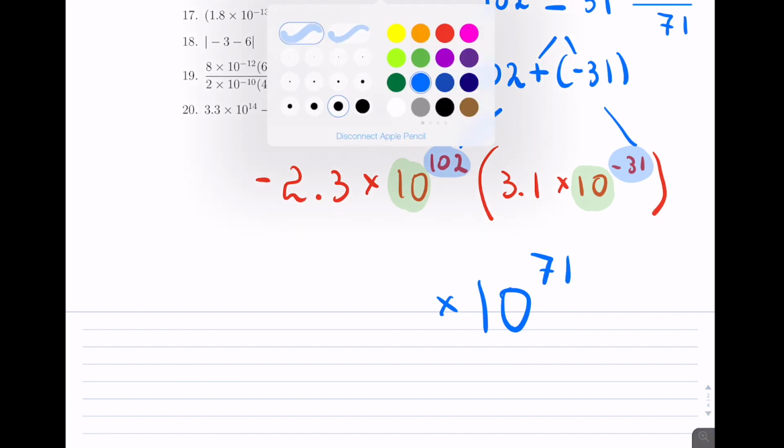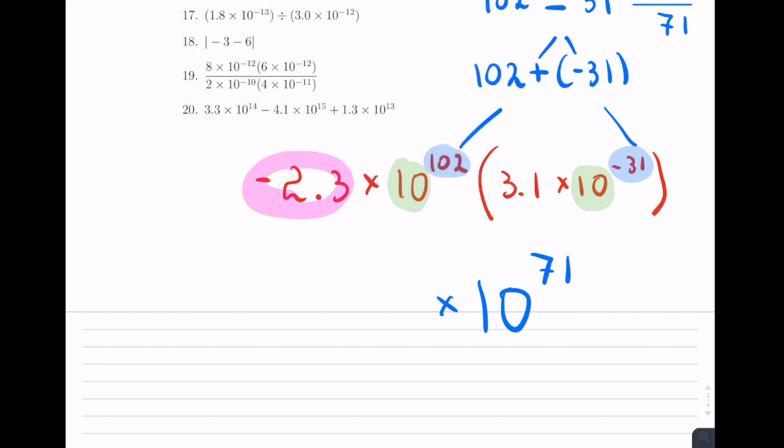Next, we have to worry about our mantissa here. Notice that we have a negative and then a positive. So my answer is going to be negative. Keep that in mind.